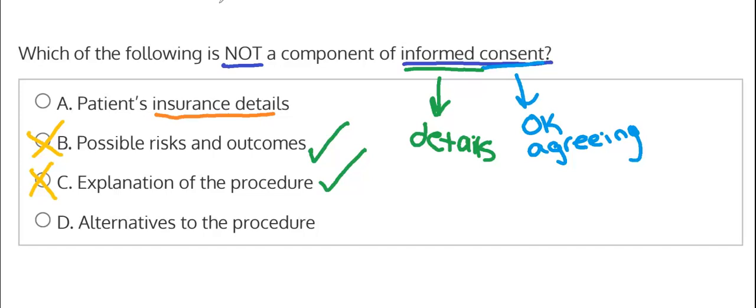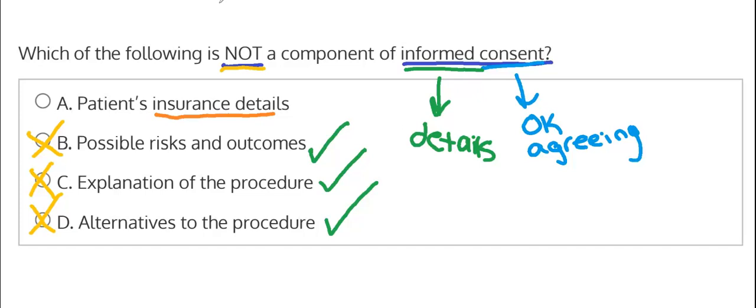Option D says alternatives for the procedure. And that's definitely necessary because in order to make a good decision, they have to know, okay, well, now that I know there's some risks here, maybe there's some side effects, what else could be done? Is there something less invasive that maybe I would prefer? So the alternatives are definitely a part of informed consent. So therefore, we'll eliminate option D because we want to know which is not a component of informed consent.